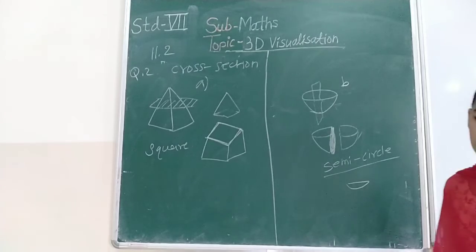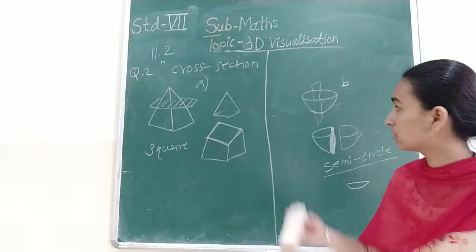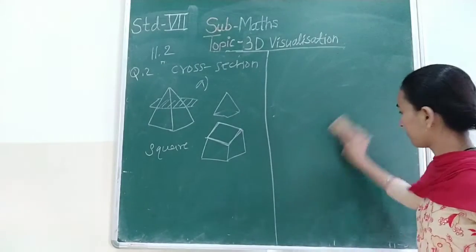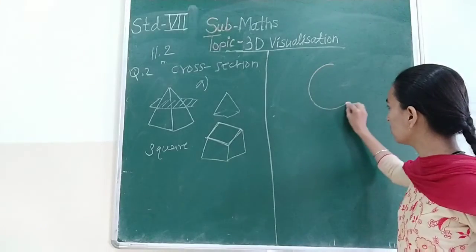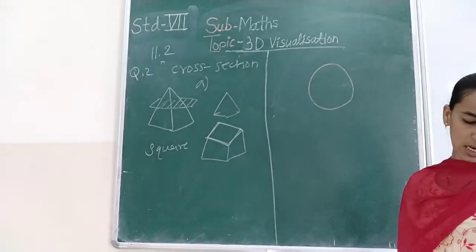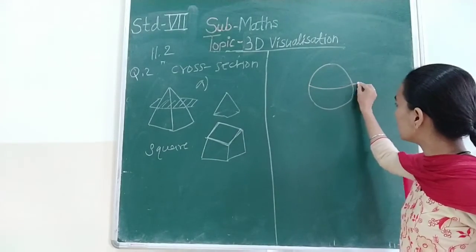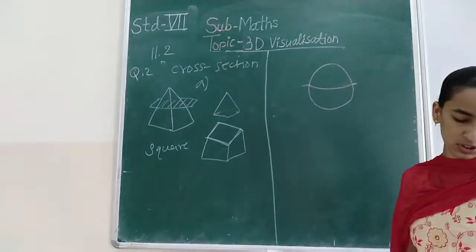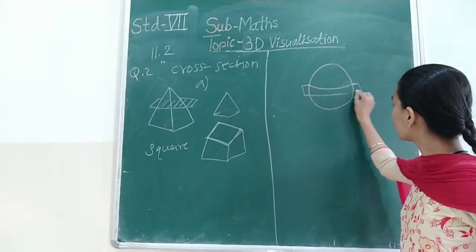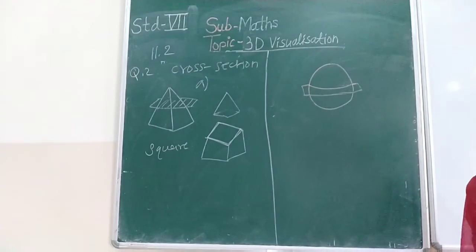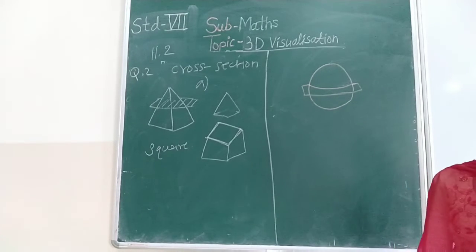C is a spherical ball. If a ball is drawn, ball means it is a sphere. The ball is there, and if we cut that part like this, which shape does it show? Is it vertically or horizontally? It is horizontally.